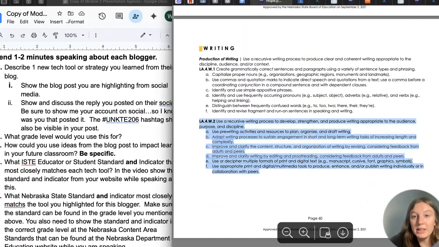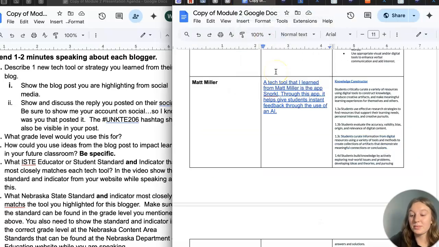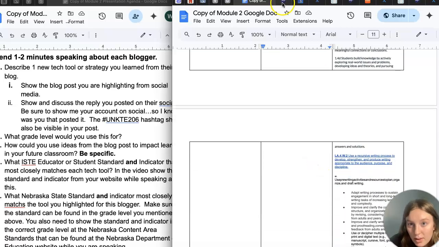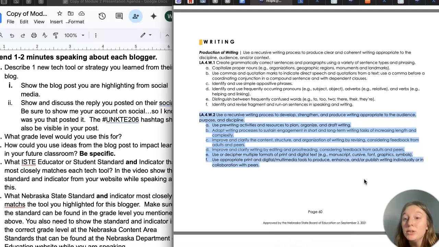Then for my Nebraska State Standard, I put use a recursive writing process to develop, strengthen, and produce writing appropriate to the audience, purpose, and discipline. I feel like it is very important for this because when you are writing something, you want to have instant feedback so you know if your writing skills are good or if you need to improve your writing skills and what you can change and what you're messing up on, like if you're messing up on periods, commas, or whatever, where to put them and how to put them in there.